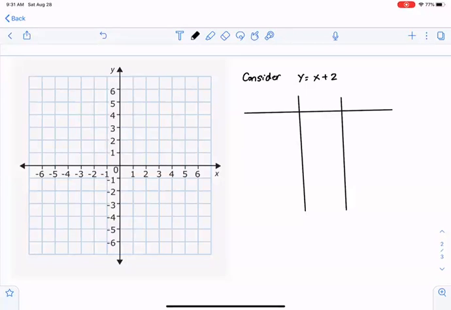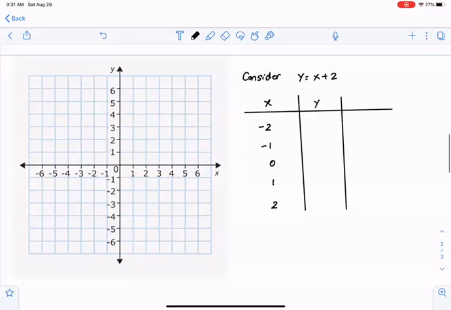So we have y equals x plus 2, and we're going to create coordinate pairs for arbitrary values of x and y. Let me just have -2, -1, 0, 1, and 2. The first step, I'm going to take -2, plug it in for x. So -2 plus 2, I would get 0.